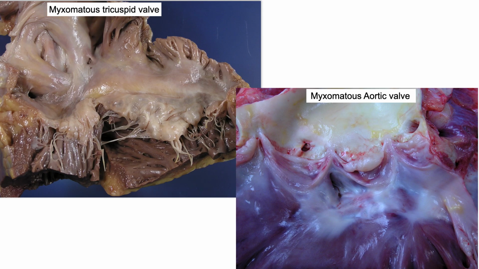So I just threw this one in there so you can see the range of what is out there. This is not discussed in Robbins that I know of, but the person to the left has a myxomatous tricuspid valve, and the person on the right has a myxomatous aortic valve. So the mitral valve is not the only one that can be myxomatous.